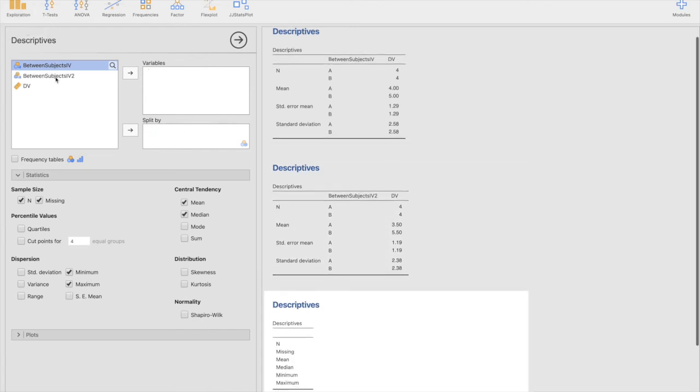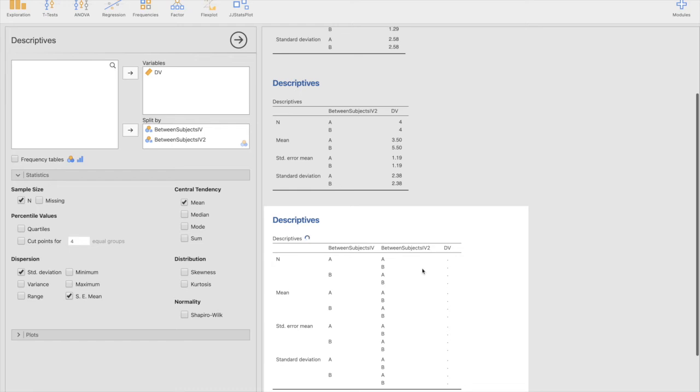Now, I want to run one more descriptive, and I want to get the cell means. Now, cell means are just the means in the interaction, right? This is a 2x2 design, so there are 4 cells. So I'm going to expect 4 means. So I'm going to go ahead and split my data by both of my independent variables and make sure I have my mean, standard deviation, and standard error because you might want to use that to make a graph.